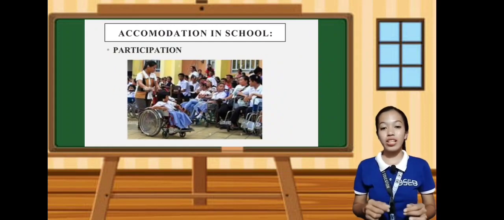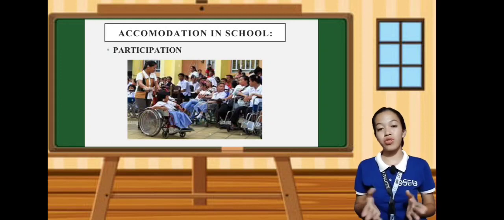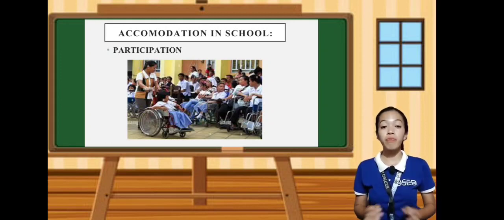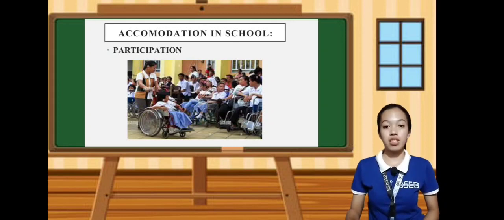The second one is participation. Physical education in particular may pose different difficulties. Some students with orthopedic impairment will need to be excused from gym class. Other students with mild orthopedic impairment may be able to participate.